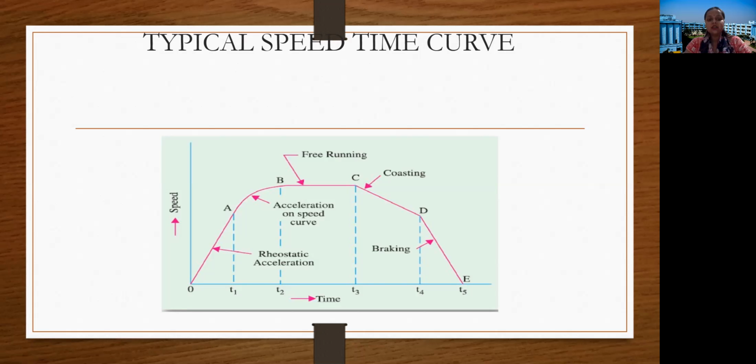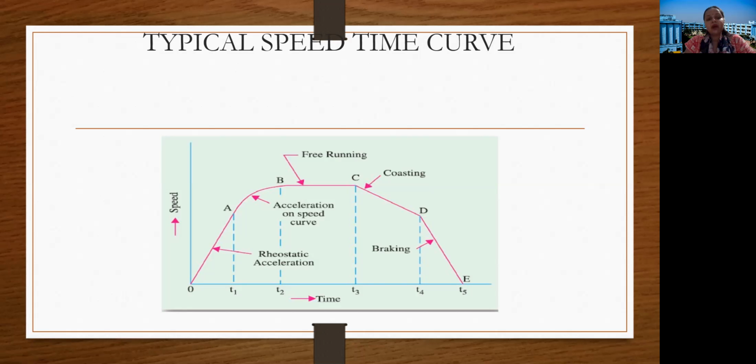Okay, so this typical speed time curve can be divided into 5 particular parts. What are these 5 parts? First one is rheostatic acceleration. Next is acceleration on speed time curve, that is also called normal acceleration period. Third part is free running. Fourth is coasting, and the last one is braking. Now, what are these particular parts? What are the changes within the electric locomotive that occur during this time span?